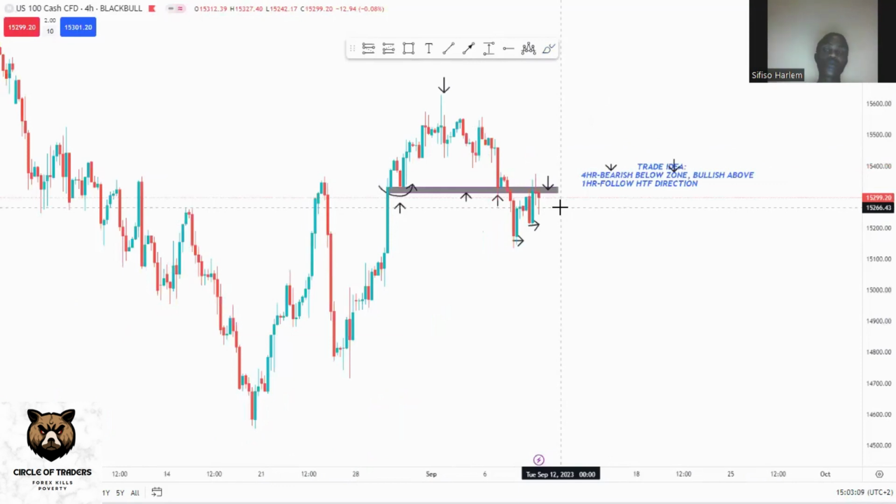Is price respecting a zone or violating a zone? Are we above? Are we below? Are we breaking? Are we failing to break? We just follow what price is doing.